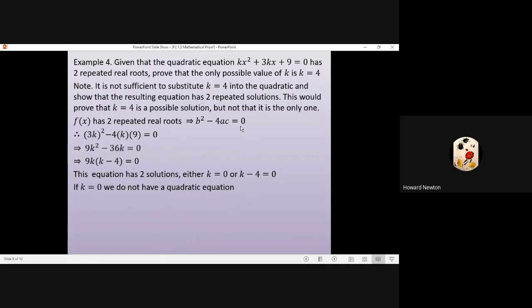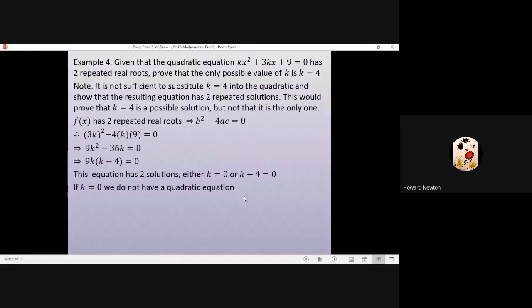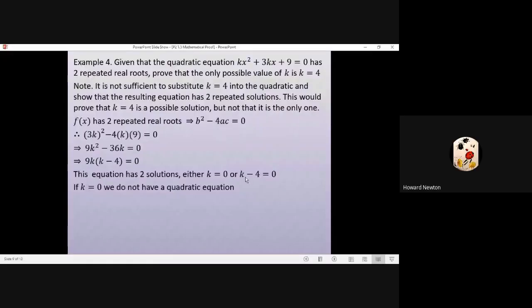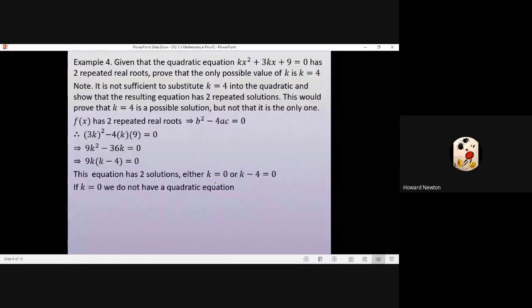Now, there's 2 issues there. The first issue is, if k equals 0, this will not be a quadratic equation. And the second issue is, it's not even true. If k equals 0, we end up with 9 equals 0, which is just an untrue statement. So it looks as though there are going to be 2 possible solutions, but one of them is impossible. The only possible solution is actually k equals 4.